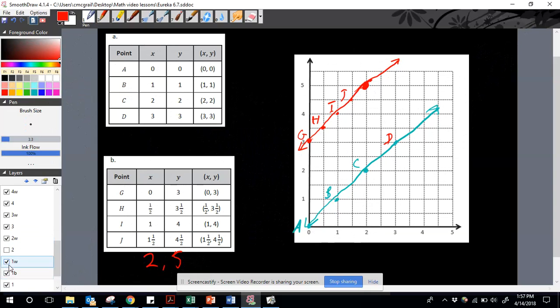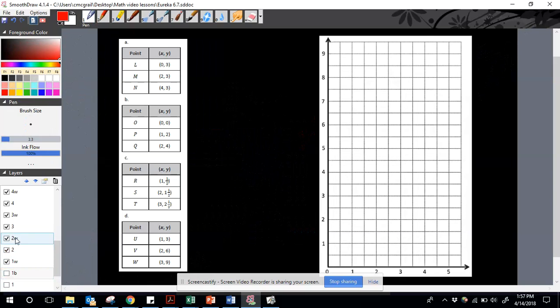Let's take a look at a slightly bigger example and see if we can apply what we've learned to this. So here are 4 different lines. I'm going to try to draw these as we go along really, really quickly. So the first line, I'll draw this one in orange, is L, M, and N. So I have 0, 3. Let's see, 0, 3. 2, 3. And 4, 3. And I will draw the line.